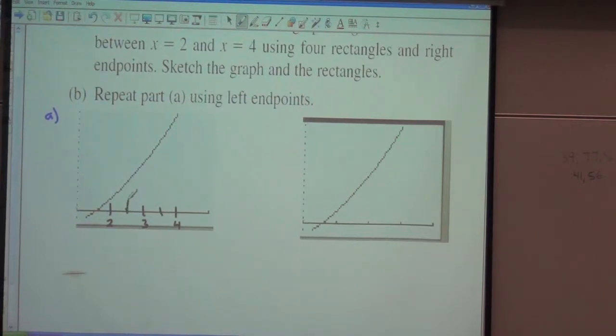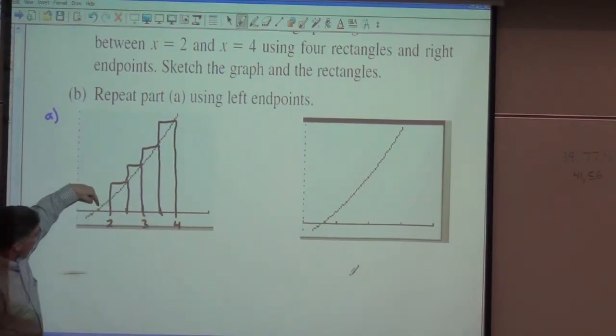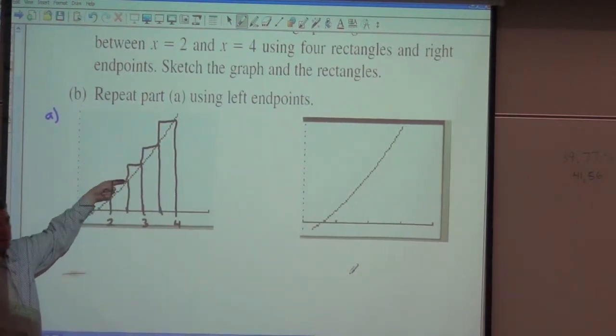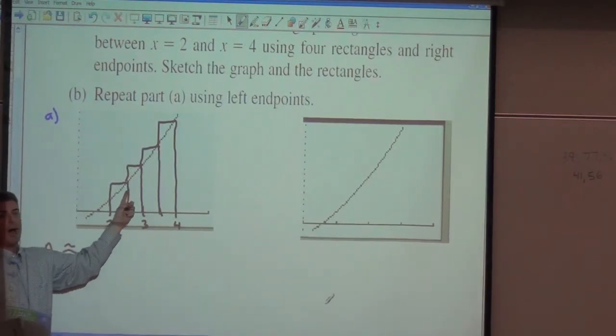This first rectangle, I'm going to use this for my height, and I'm going to make a rectangle. Then I'm going to go from 3 to the function to make my rectangle. Then from 3.5 to the function to make my rectangle, and from 4 to make the rectangle. So here I use right endpoints. Notice when a function is increasing, whenever you use right endpoints, your estimate's going to be too big, because you're always going to go above the function. But we could approximate this area. The area of a rectangle is the base times the height.